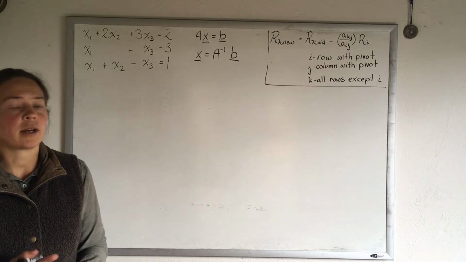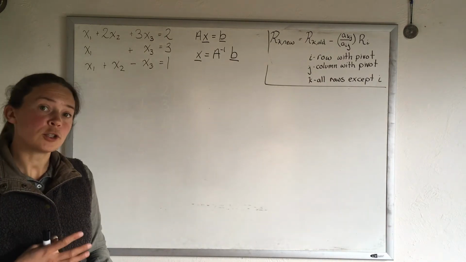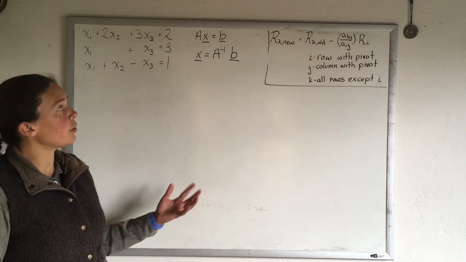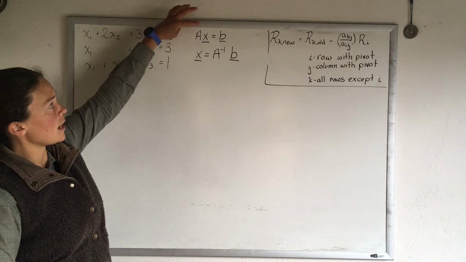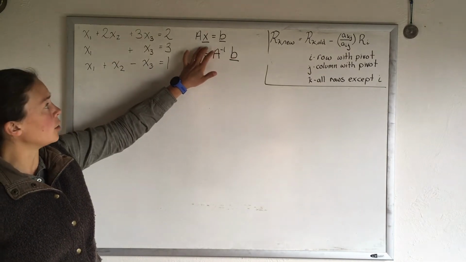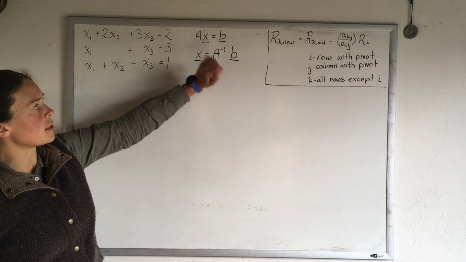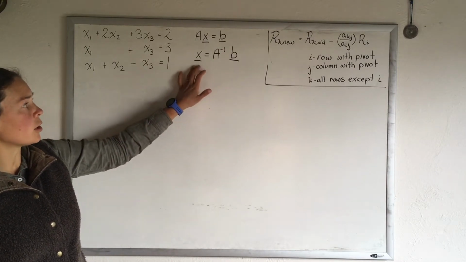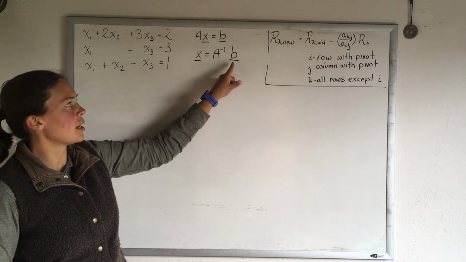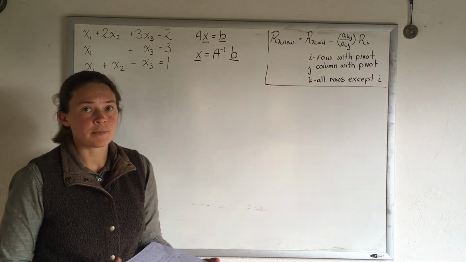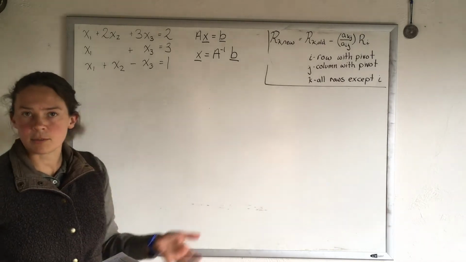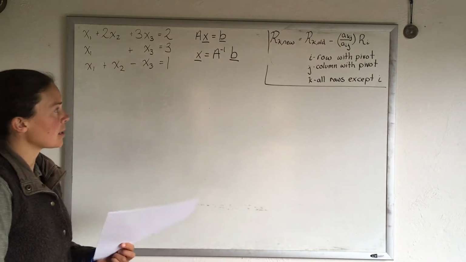So here I want to show you how to use the inverse of the coefficient matrix to solve a system of linear equations. And the overall theory is that if you have a system of linear equations, Ax = b, where A is your coefficient matrix, x is your unknowns vector, and b is your right-hand side vector, you can solve for your solution vector x as the inverse of the coefficient matrix times the right-hand side vector. So today I want to use this system of 3 equations and 3 unknowns to demonstrate how we will do this in this class.